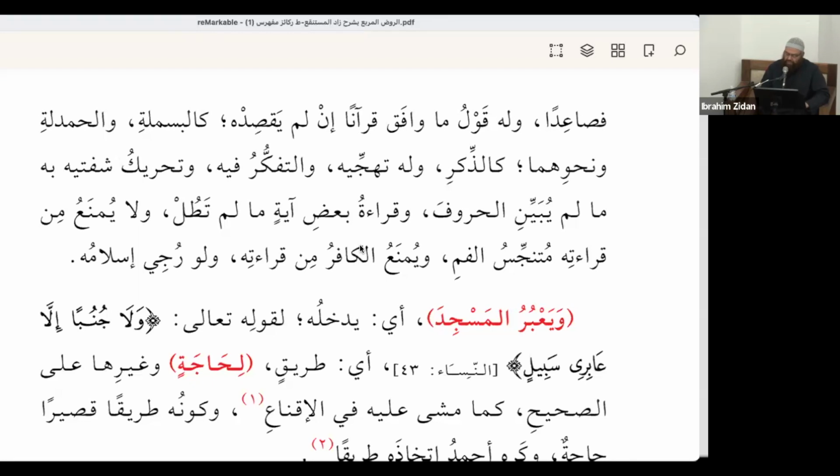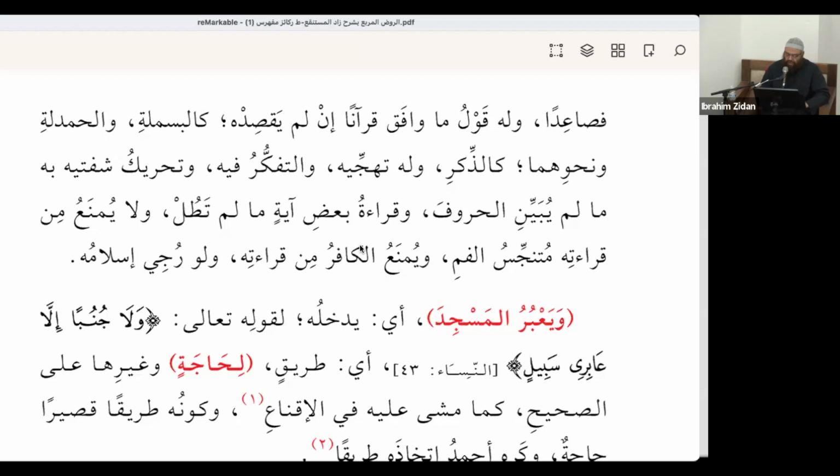Then he says, ومن لزمه الغسل لشيء مما تقدم حرم عليه الصلاة والطواف ومس المصحف وقراءة القرآن أي قراءة آية فصاعدة وله قول ما وافق قرآنا إن لم يقصده كالبسملة والحمدلة ونحوهما كالذكر وله تهجي والتفكر فيه وتحريك شفتيه به ما لم يبين الحروف وقراءة بعض آية ما لم تطل ولا يمنع من قراءته متنجس الفم ويمنع الكافر من قراءته ولو رجي إسلامه. We'll stop inshallah ta'ala right before وصفة الغسل الكامل.